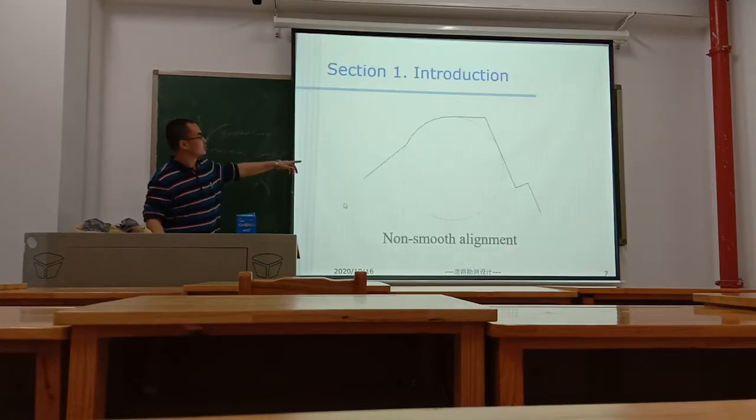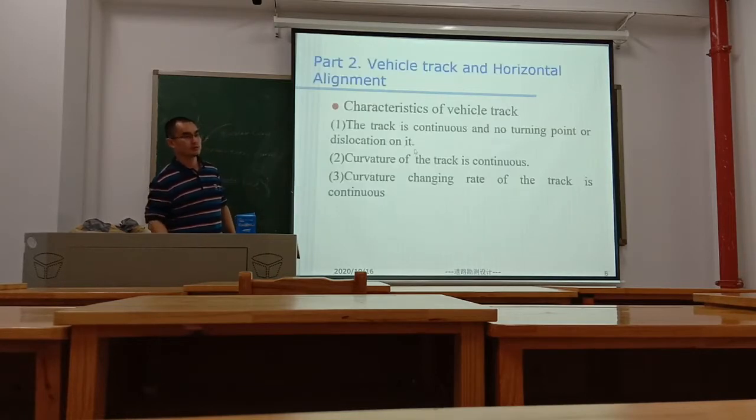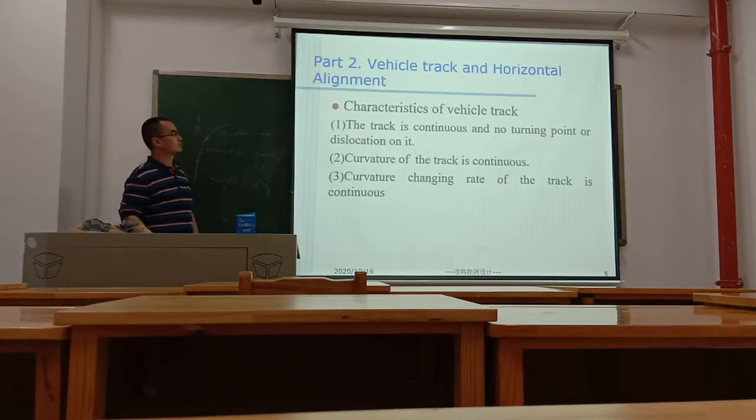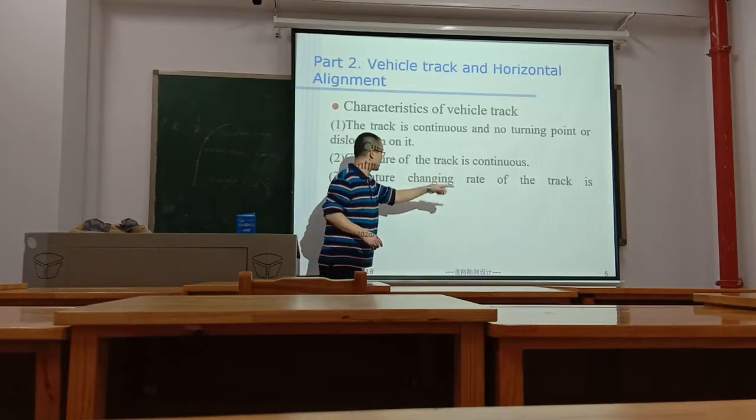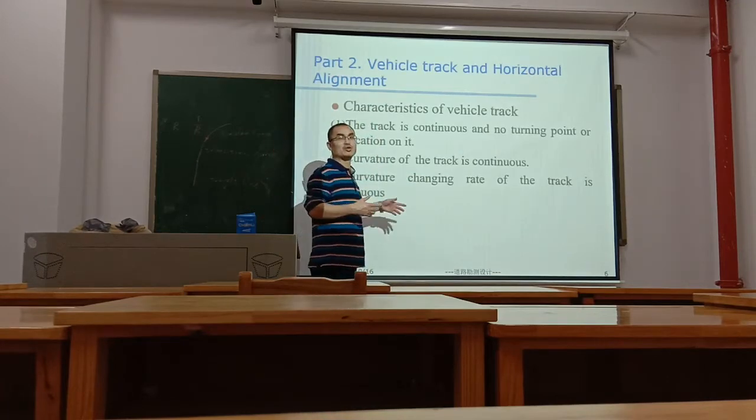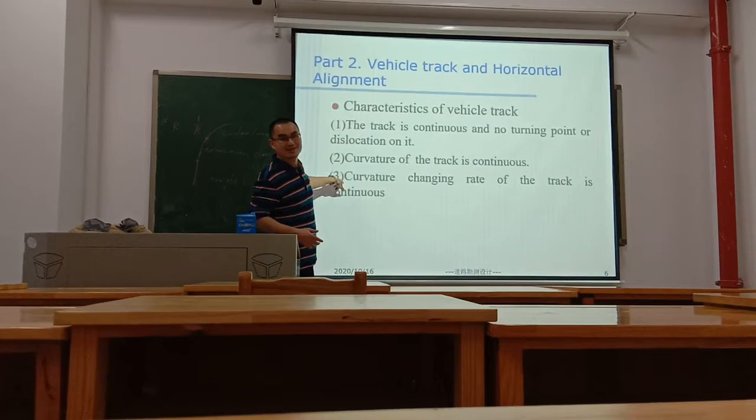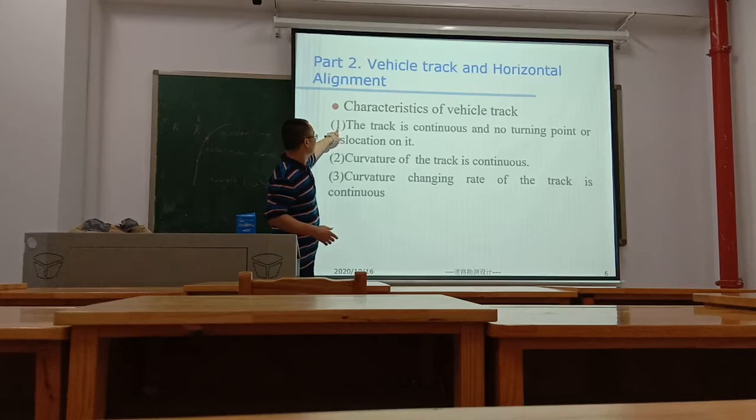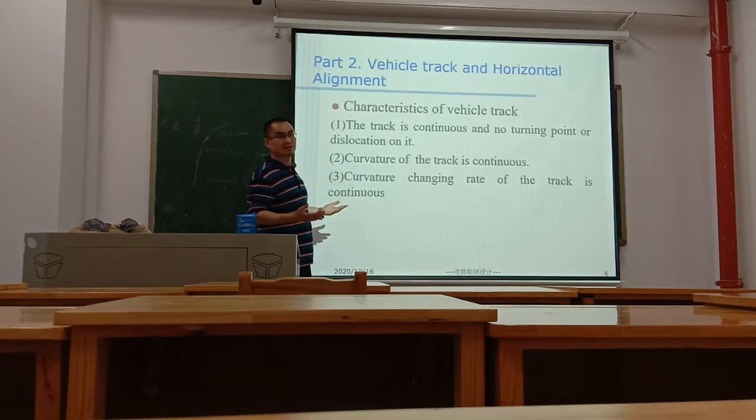Oh, I see. I was looking at the definition of track. Track is continuous. So the curvature changing rate of the track is continuous. It's difficult to understand this characteristic. But the first and the second we can understand. The third characteristic is difficult to understand.